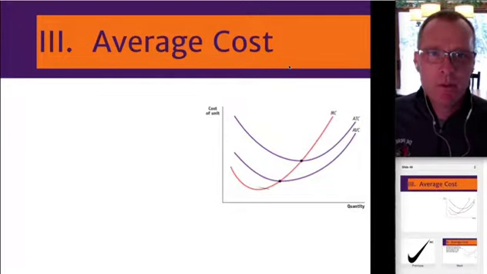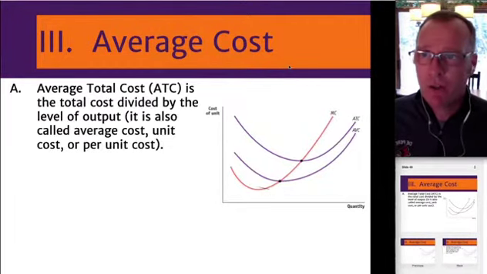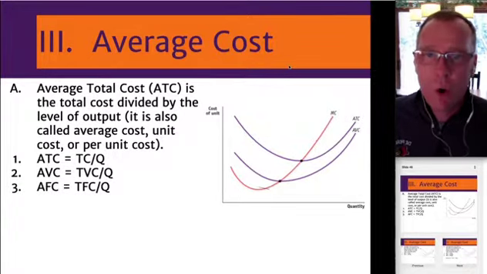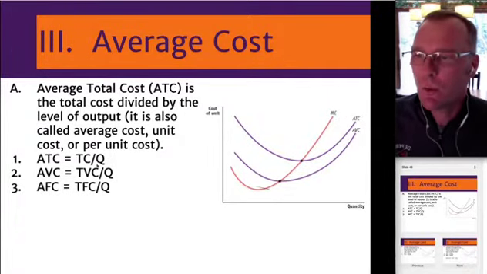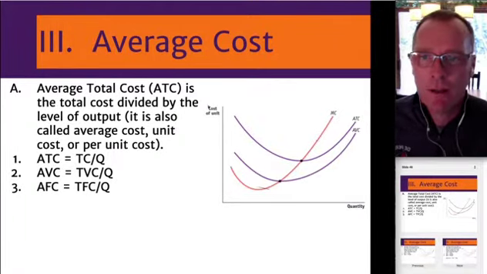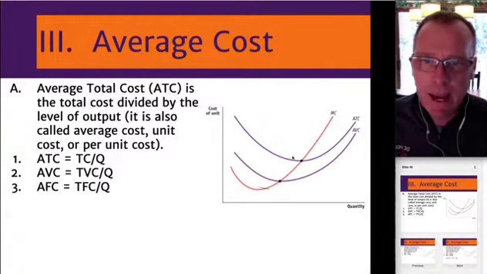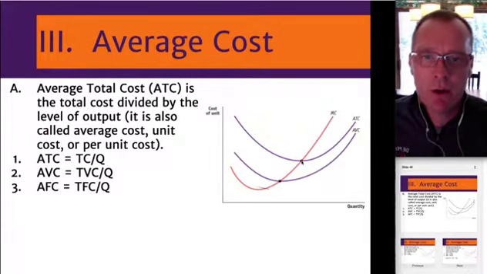Now, the other things we're going to look at here are our average costs. For your average total cost, all we're going to do is take the total cost and divide it by the quantity. That's going to give us the average total cost. It's going to come down at the beginning and then it's going to stop. Its lowest point is going to be at our marginal cost curve.